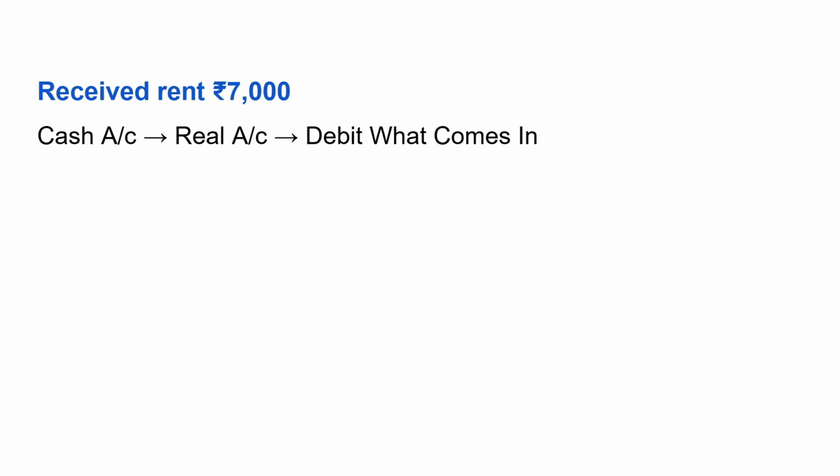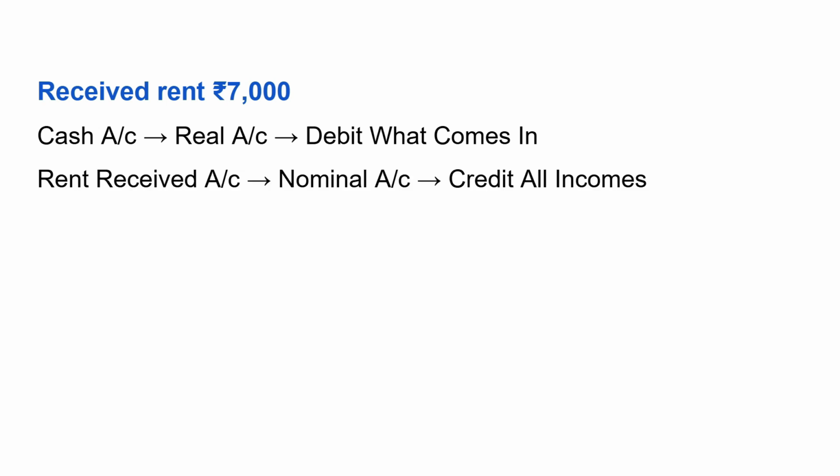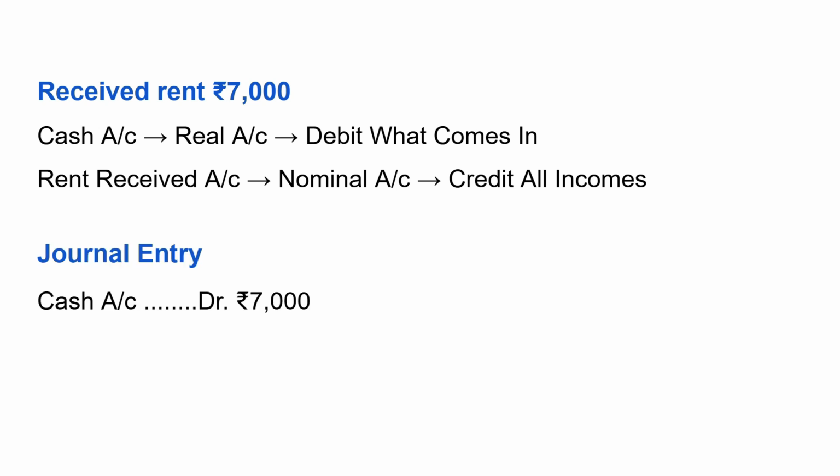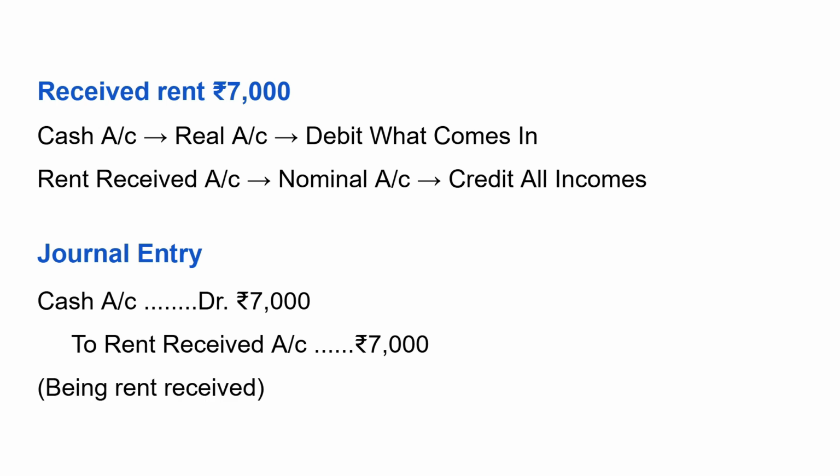Next, received rent 7,000 rupees. Here the two accounts affected are cash account because we have received 7,000 cash, and rent received account. Cash account is a real account and cash comes in the business because rent received, so debit what comes in. And rent received is a nominal account, and since it is income, it is credit all incomes. And the journal entry is cash account 7,000 rupees to rent received account 7,000 rupees. And the narration is being rent received.